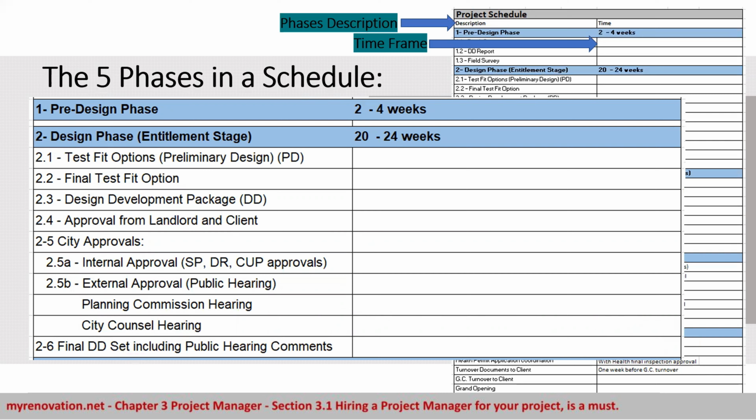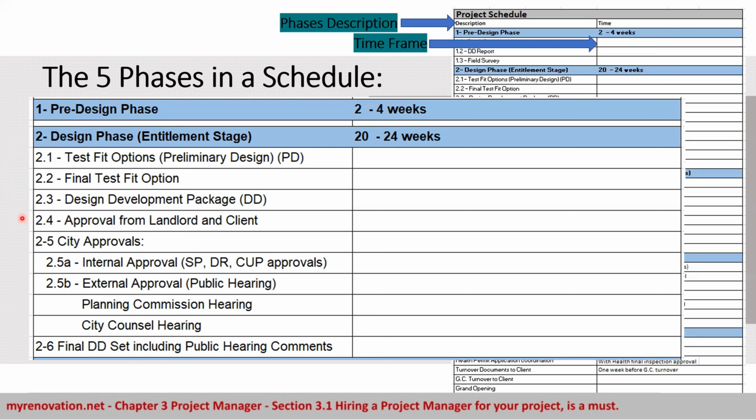Phase number 2, design phase. So we start sketching the project, which we call test fit options. Then we develop the test fit into design development with the city and the client approval. So in this phase, we provide multiple test fit options. Then we finalize the test fit to one option. Then we take this option and we start developing the drawings, and we prepare a design development package.